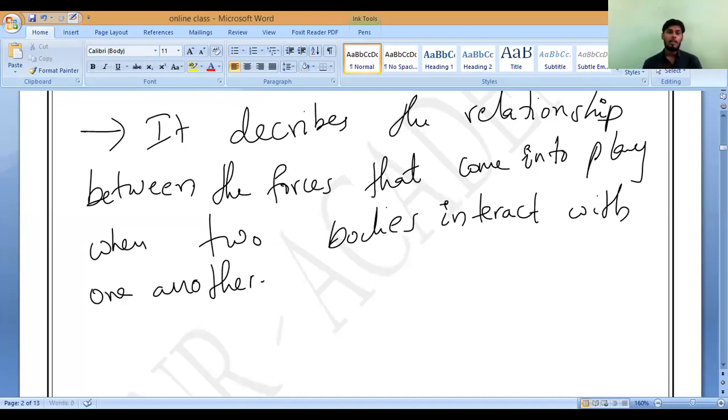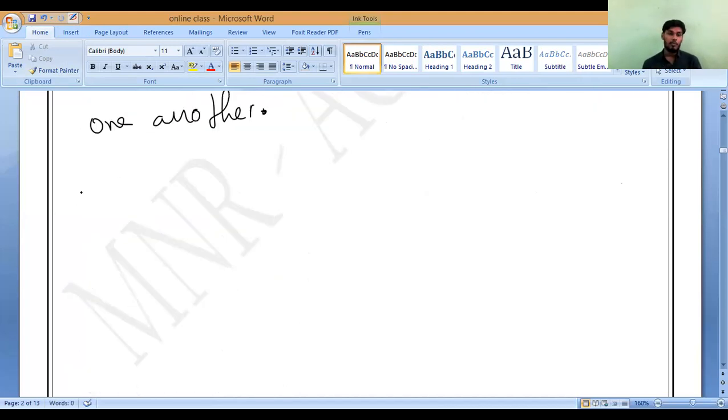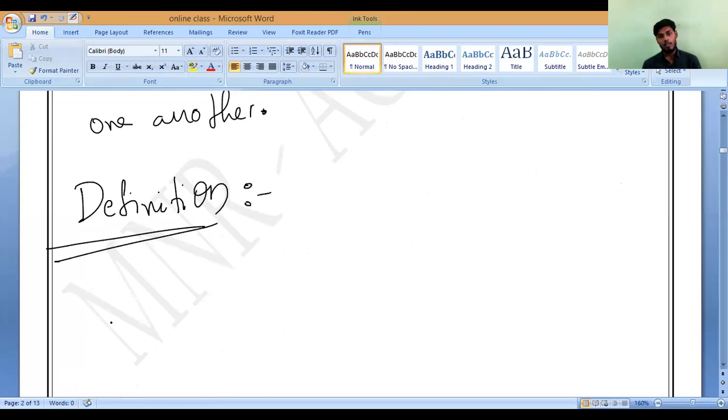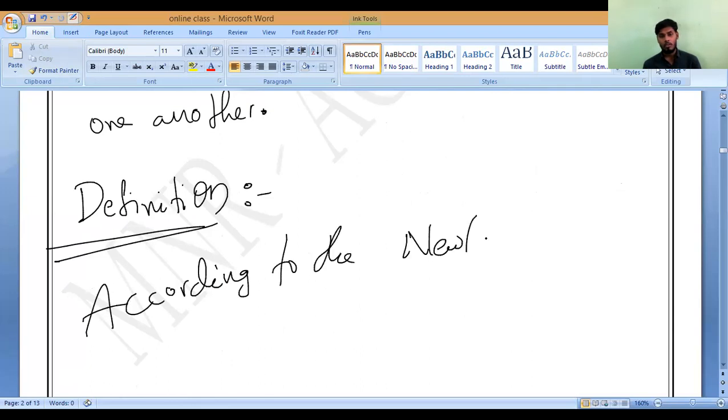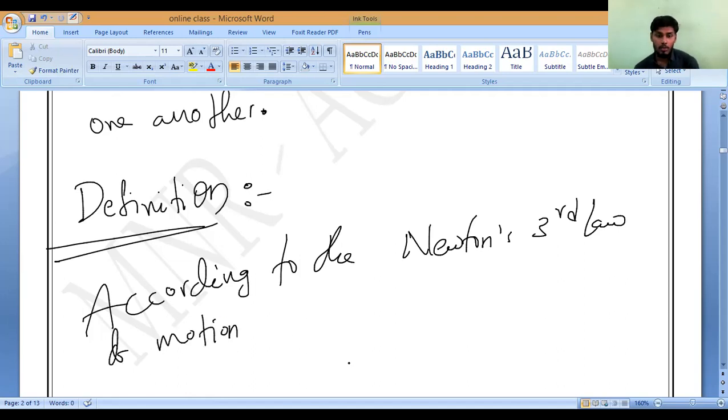Is it completed? So now, what Newton's third law will say, that is what we should learn. Definition. From this, can you say the definition? Anybody? Definition. According to Newton's third law of motion, what will it say, Pradosh? Anybody? Tell me. What will it say?